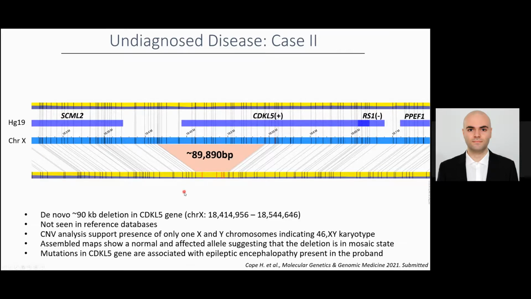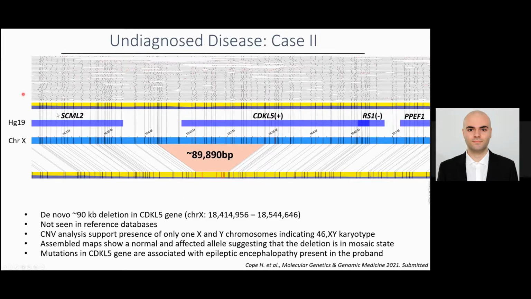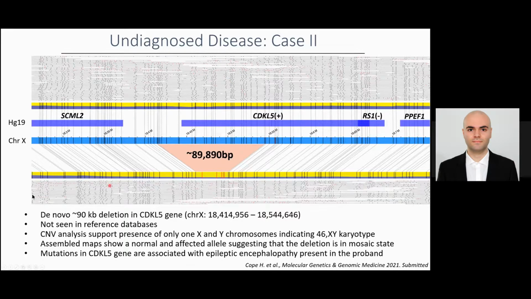But what we see here is we have the wild type allele, the number of molecules supporting the assembly of that allele, and the number of molecules that show the assembly of the abnormal allele. So what this really indicates is the likelihood of this deletion being present in a subset of cells carrying these molecules, indicating a mosaic inheritance.